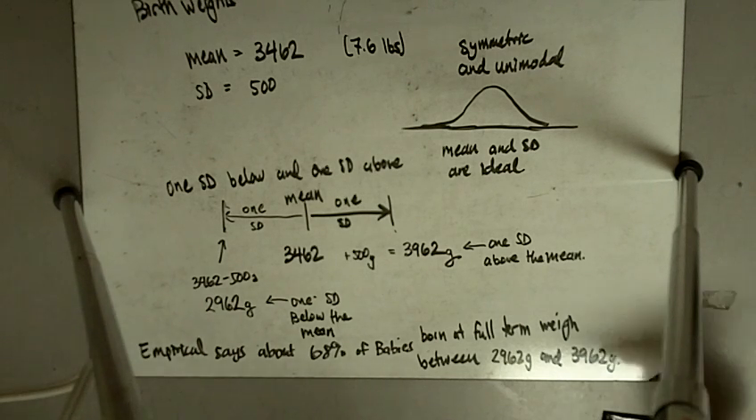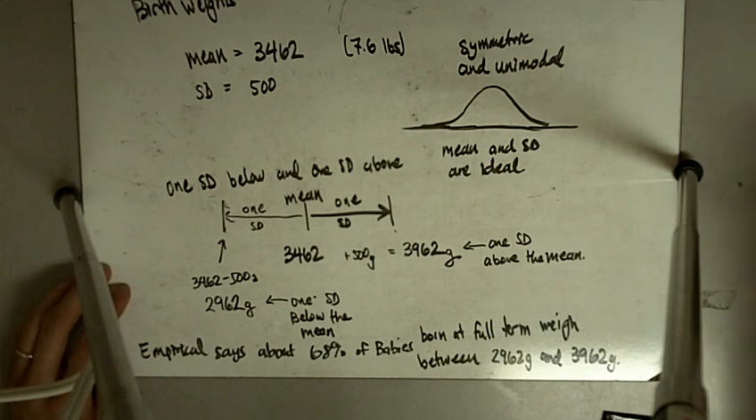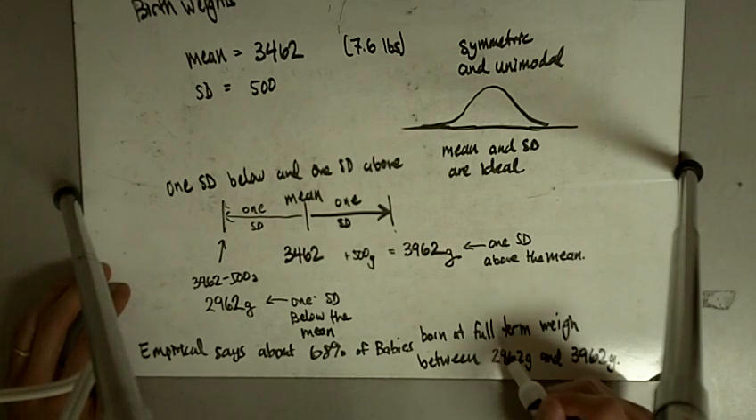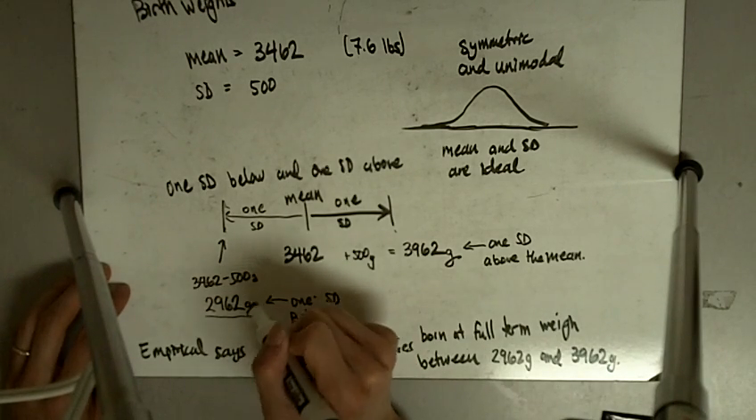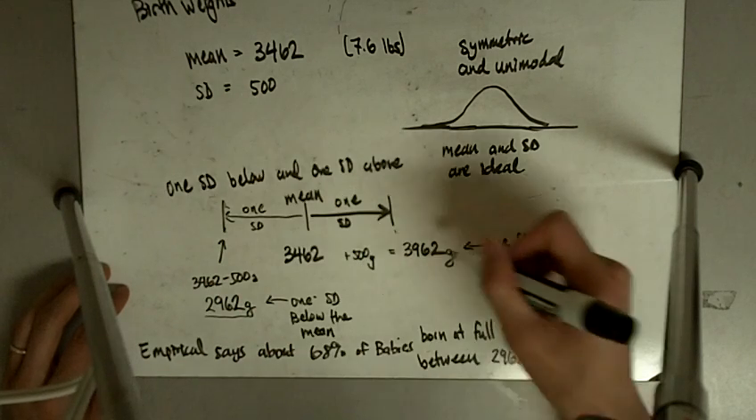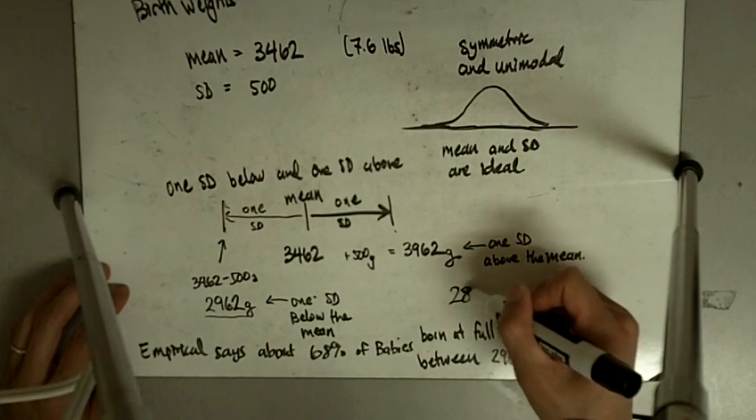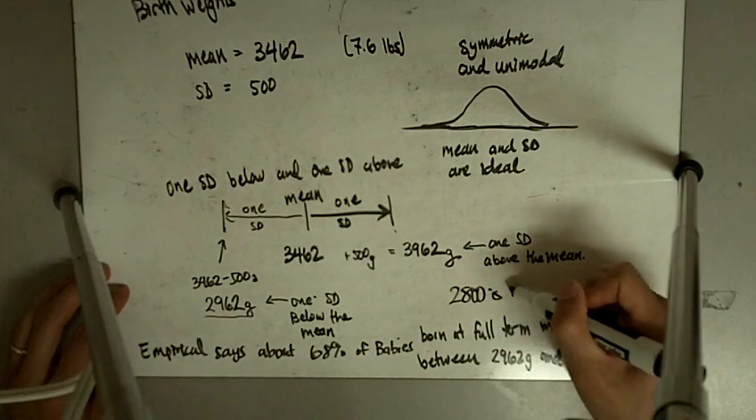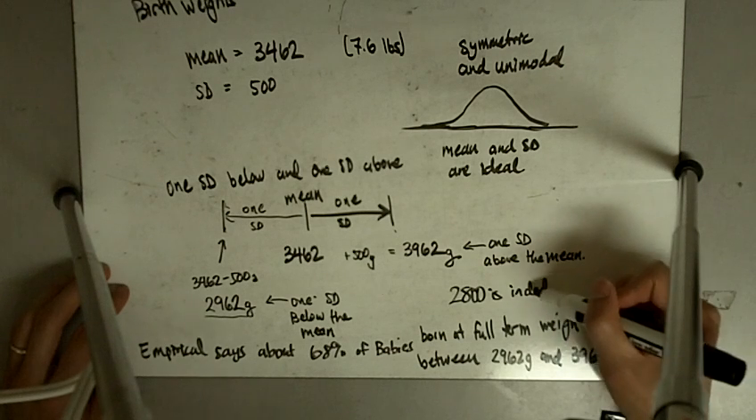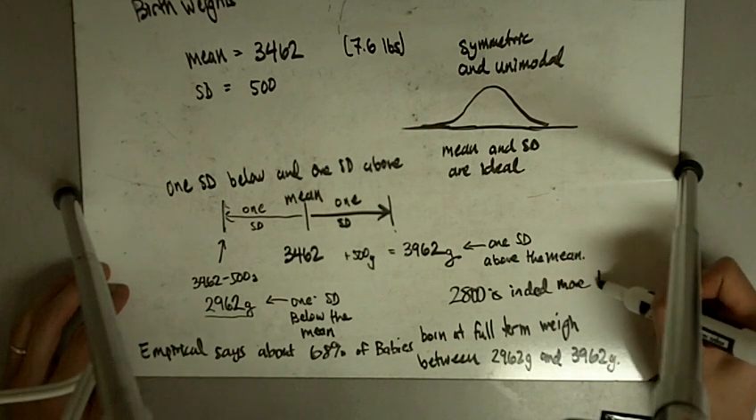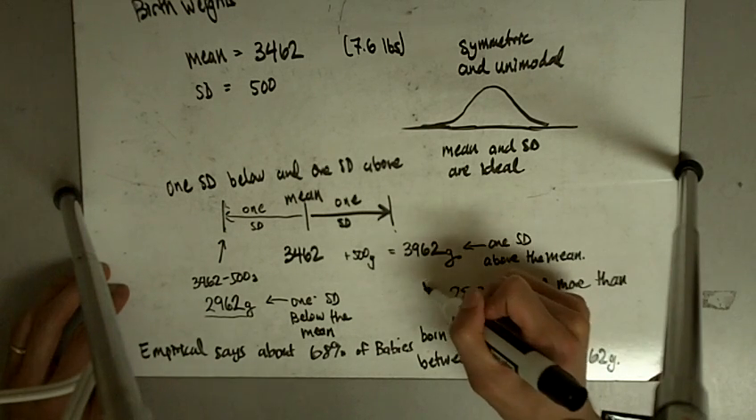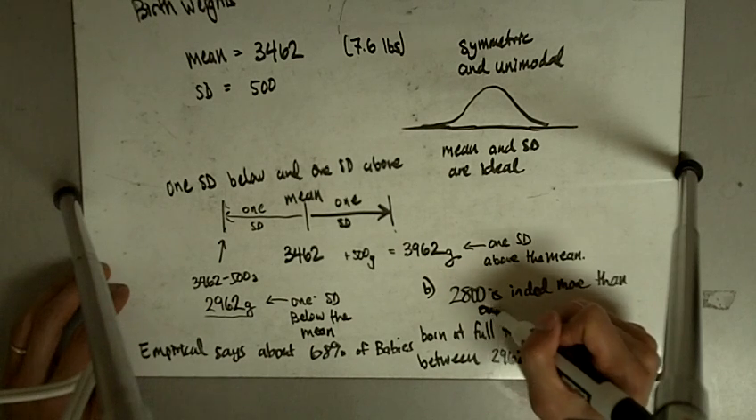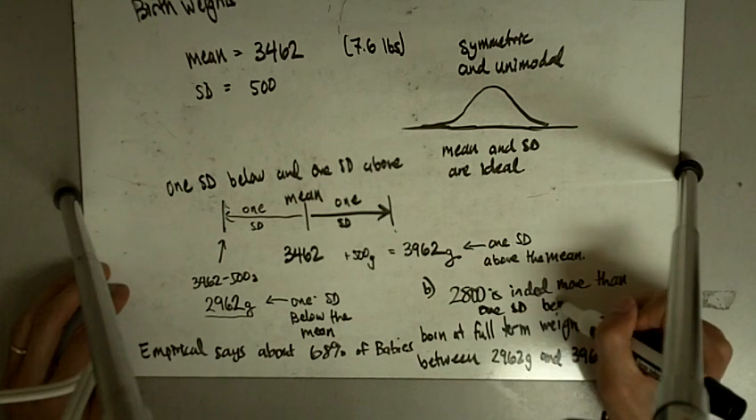the mean? Okay, and so here we see that one standard deviation below the mean is 2,962. So 2,800 is indeed more, this is part B, more than one standard deviation below the mean.